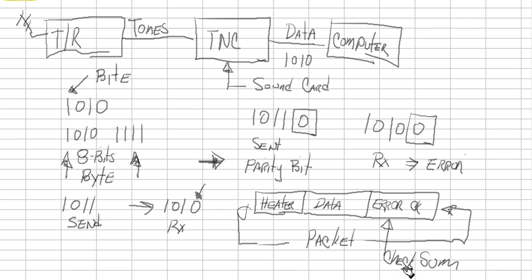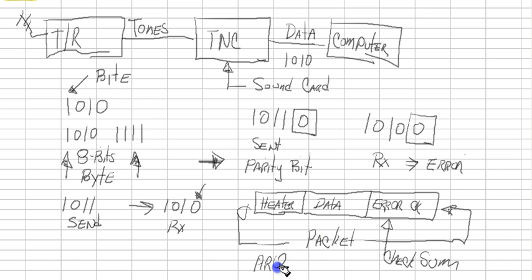In some packets, we also send what we call an ARQ. If this detects an error, it says automatically request a repeat. So in a packet, there's a header, there's data, there's error checking, and sometimes an ARQ, which says send it again.